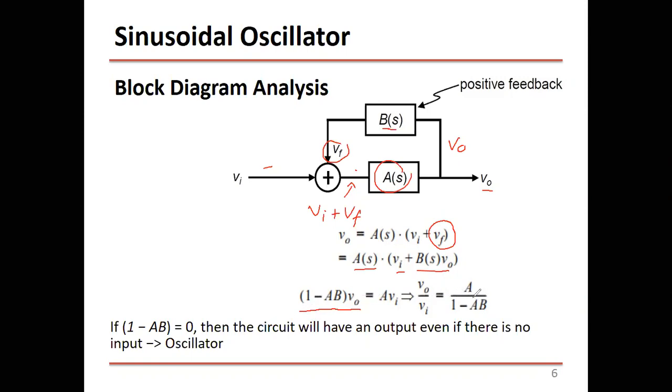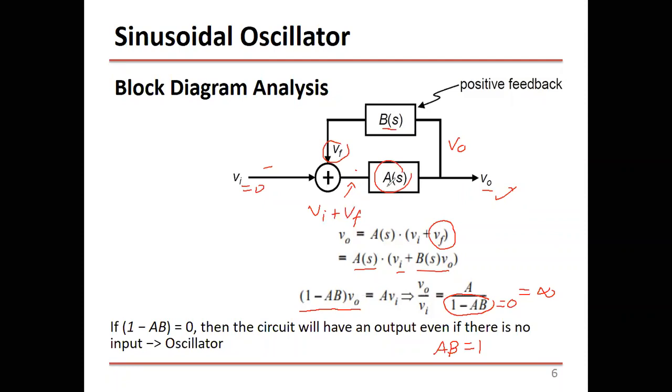If at any point we make 1 minus AB equal to 0, then this gain is going to be infinity. Okay, and this is the idea of oscillation, to make the denominator here equal to 0. Once the denominator is 0, that means AB equals 1. So if AB equals 1, then this denominator is 0, and the whole transfer function is infinity. And in this case, the circuit will have an output even if V input is 0, because the loop gain is 1, and the overall gain is infinity. Okay, the overall gain is infinity. So if the overall gain is infinity, then the circuit will generate an output without even having an input.